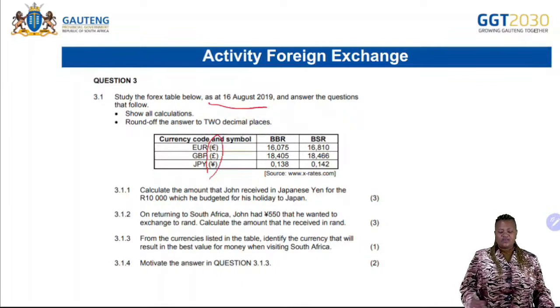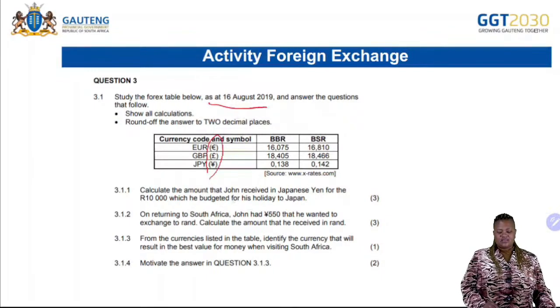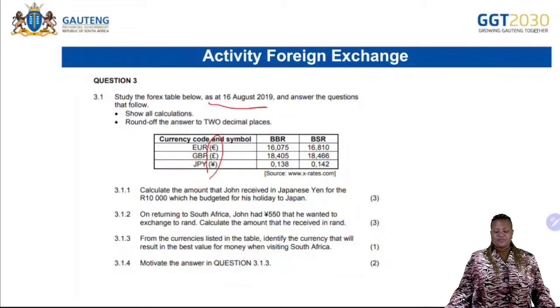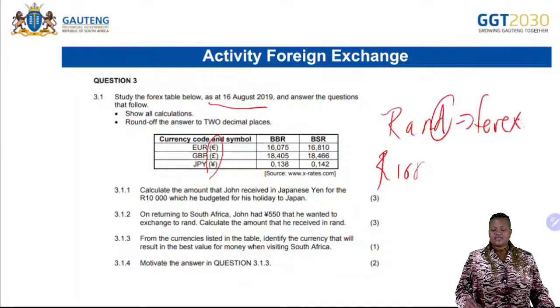Now, again, over here, we say calculate the amount that John received in Japanese yen for the 10,000 Rand when he budgeted for his hotel in Japan. So you need to analyze first, is it a Rand to Forex or Forex to Rand? In this particular question, we had to calculate the amount that John received in Japanese yen for 10,000 Rand. It is a Rand to Forex question. I circle my D, which is telling me to divide.